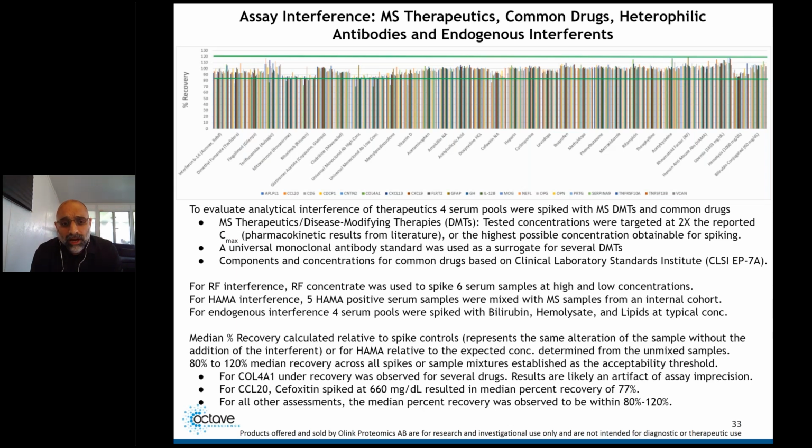There was one finding for the biomarker CCL20. Cefoxitin spiked at a high concentration resulted in a percent recovery that was slightly below our acceptability criteria. So we're going to further characterize that in follow-up experiments. We plan to test additional DMTs as well, MS DMTs, and so we'll include a follow-up of this in those experiments. For all the other assessments, the median percent recovery was observed to be within our acceptability criteria.